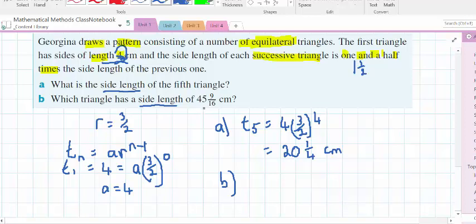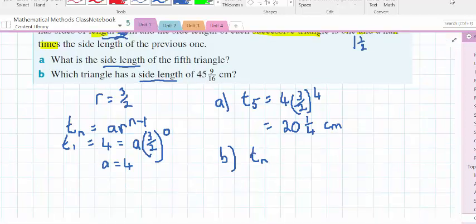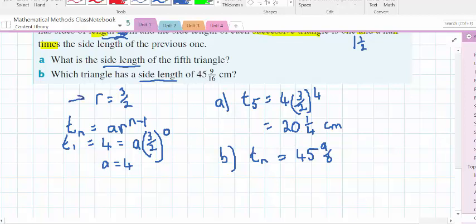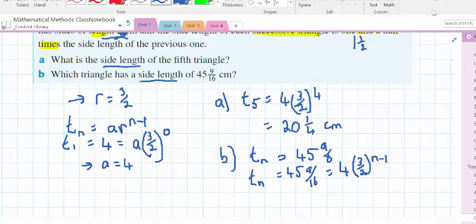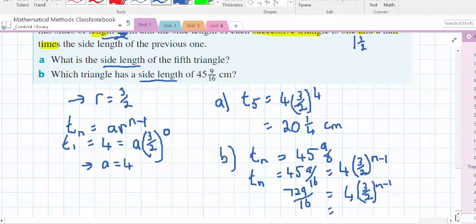Part B, which triangle has a side length of 45 and 9/16 centimeters? Okay, so the term we want is 45 and 9/16. We already know r, we already know a, so let's work that out. So 45 and 9/16 equals 4 times 3 over 2 to the n minus 1. Working with improper fractions is a bit easier, so it's 729 over 16 equals 4 times 3 over 2 to the n minus 1. Let's divide both sides by 4.